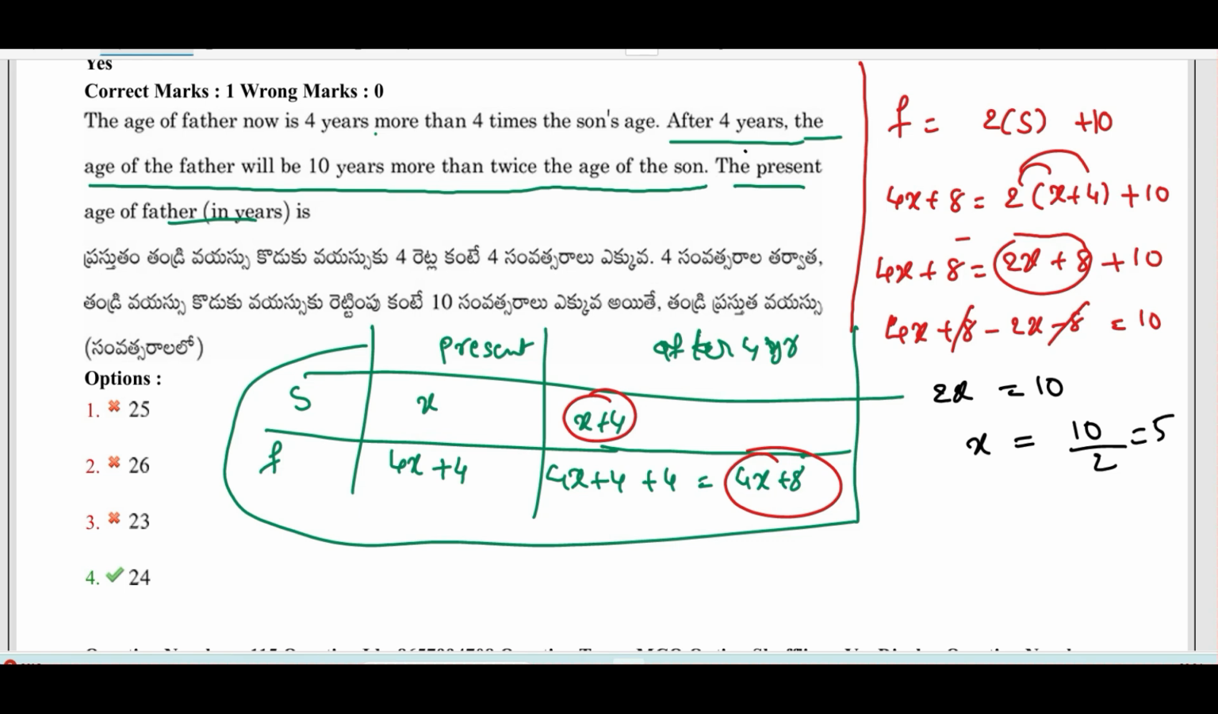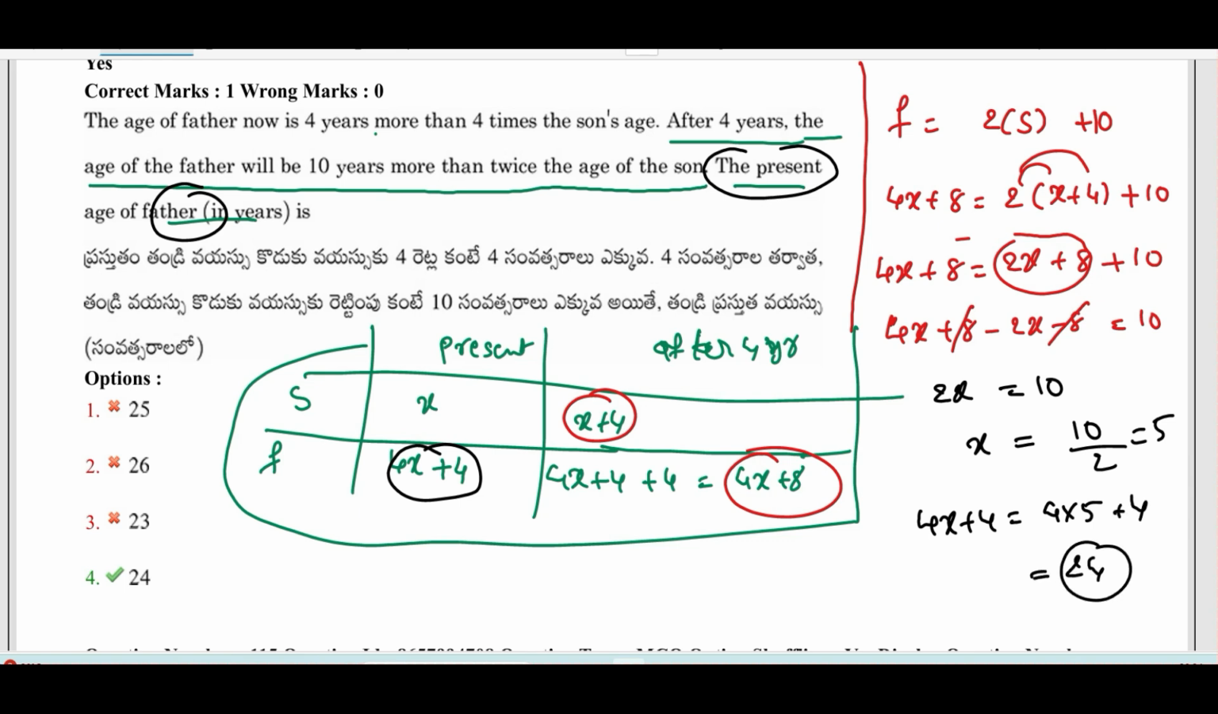Now, what are we asked to find out? We are asked to find the father's present age. The father's age as per this question is 4x plus 4. So, 4 into 5 plus 4. 4 5s are 20. 20 plus 4 is 24. So, our required answer is 24. That is the fourth option, the correct one. Okay.